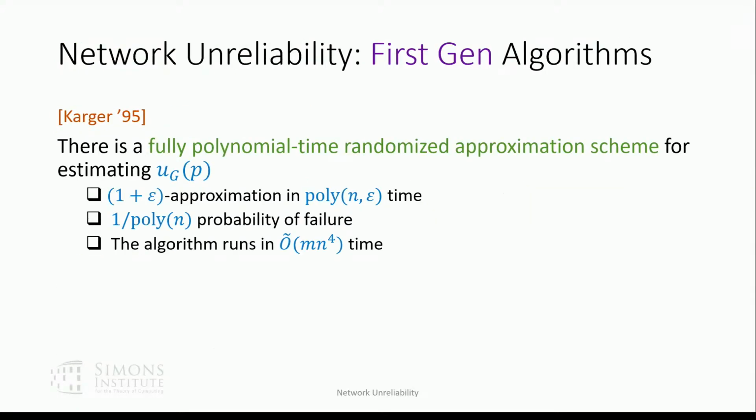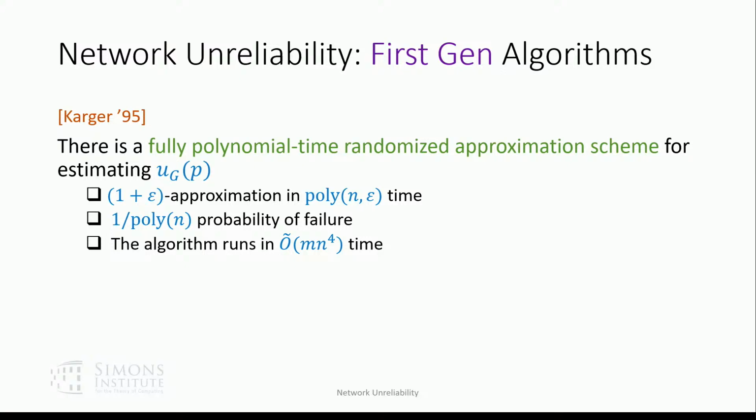So the first general purpose algorithm for this problem, and I'm calling it the first generation of algorithms for the problem. We'll see there are subsequent generations, of course. That's why I'm calling it the first. But the first algorithm that, without any conditions on the input, gave a fully polynomial time randomized approximation scheme for estimating the unreliability of the graph. It doesn't work for reliability, only for unreliability. And that was due to Karger in 1995.